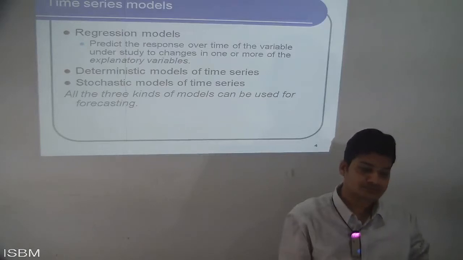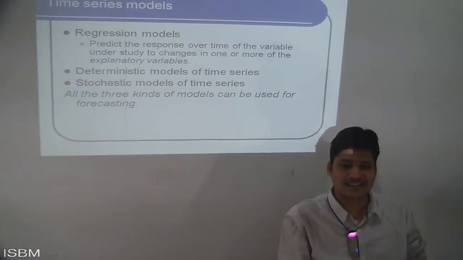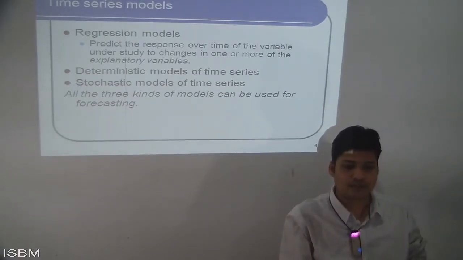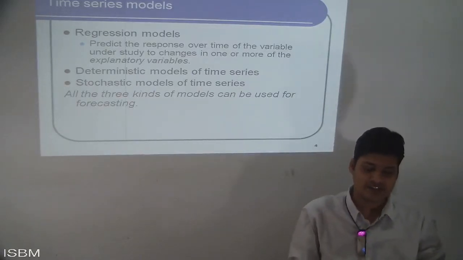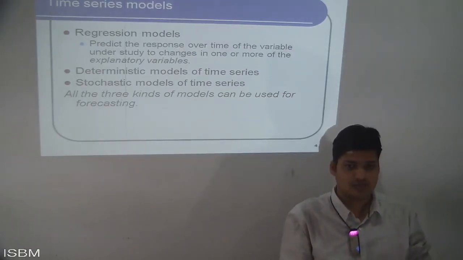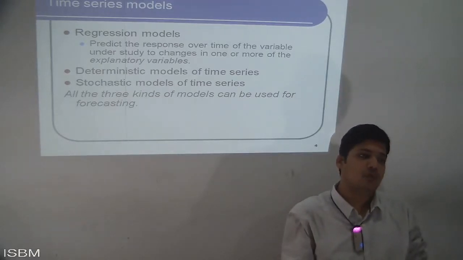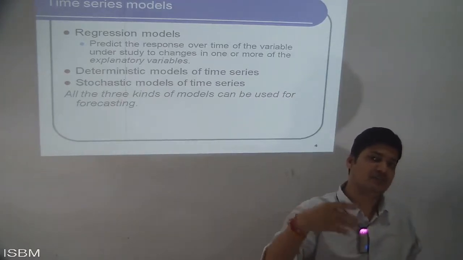Time series models. A time series model is like a regression model, a deterministic model of a time series, or a stochastic model. So what is a regression model? A regression model basically predicts the response over time of the variable under study to change in one or more of the explanatory variables. See, the variable will change when, suppose you have one equation of time, some quadratic equation, x square plus 2x plus 3.